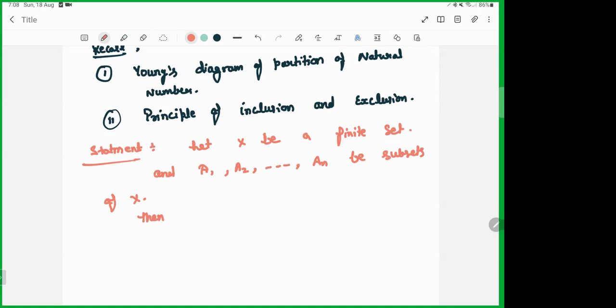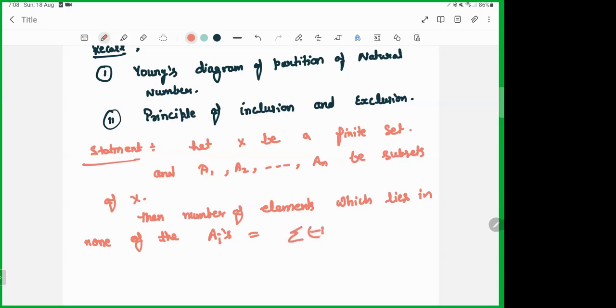Then what we would like to ask is: what is the number of elements which are not in any of the Ais, the number of elements which lie in none of the Ais?